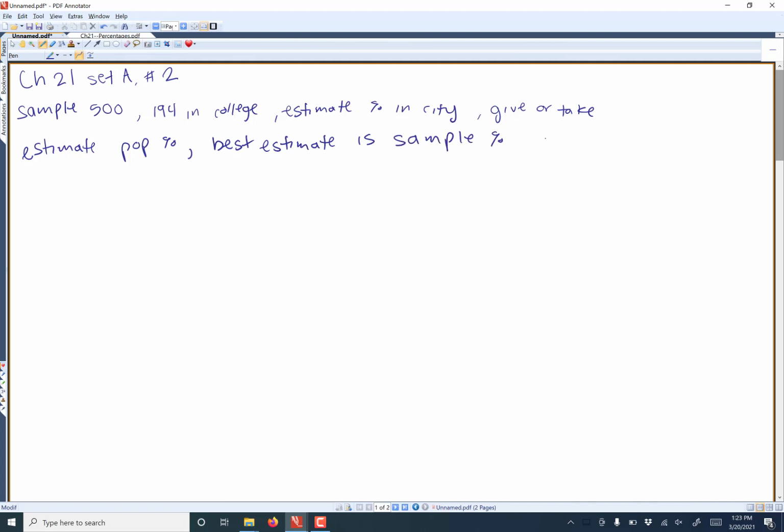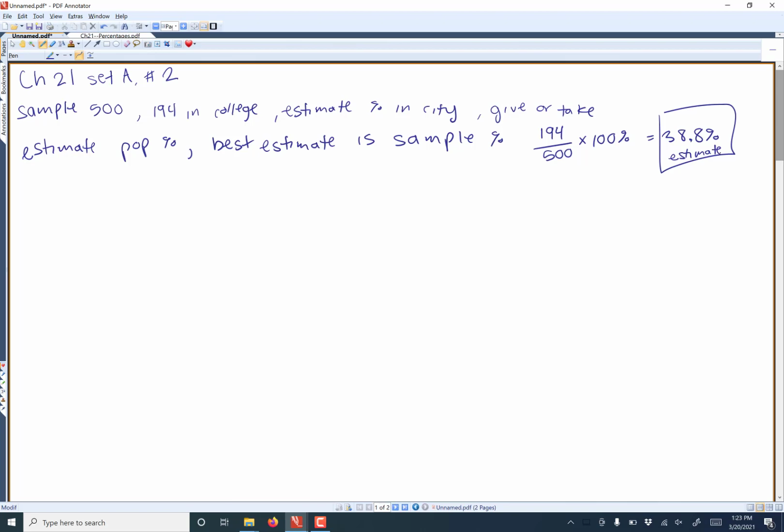Okay, so in our case, if there's 194 out of 500, we'll have to do 194 divided by 500, and to make it a percentage, you times by 100%. So you do the 194 out of the total 500 times by 100%, which gives me 38.8%. So that is my sample percentage. This is also my best estimate.